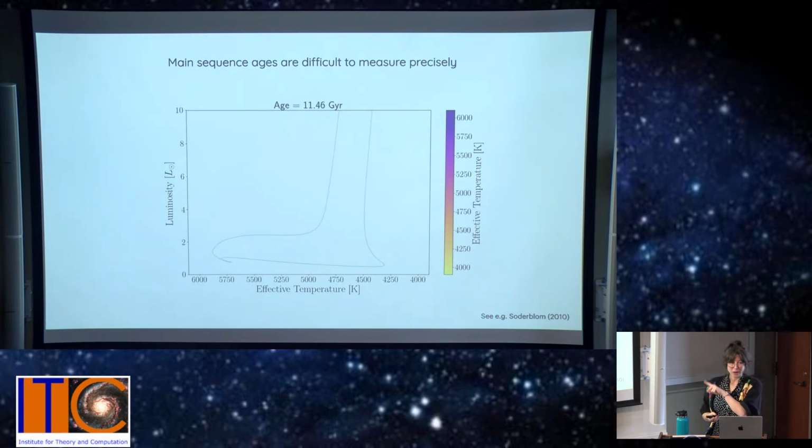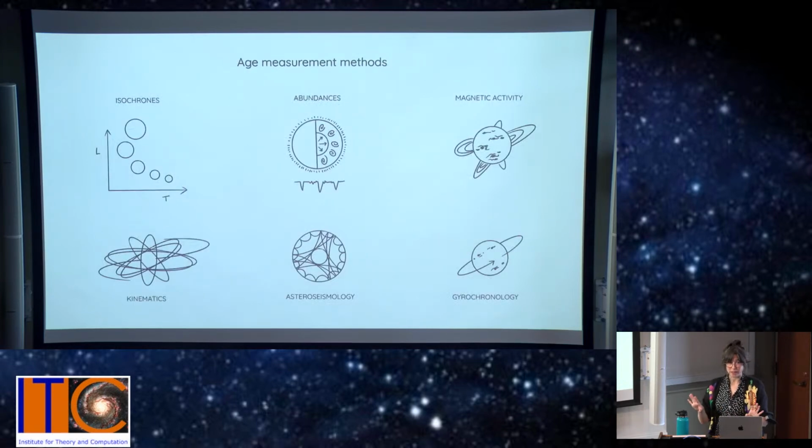Now, again, this is a track for the sun. For K and M dwarfs, it gets even worse. M dwarfs can have main sequence lifetimes that last trillions of years. So they really don't change very much over time in these observables. So there are alternative dating methods that we can use to try and get a better handle on stellar ages.